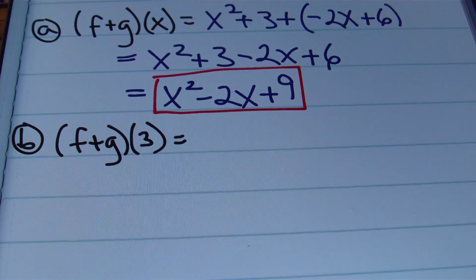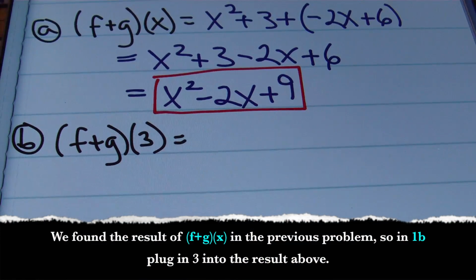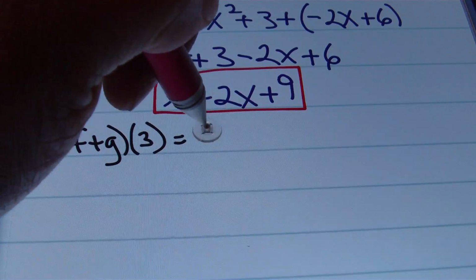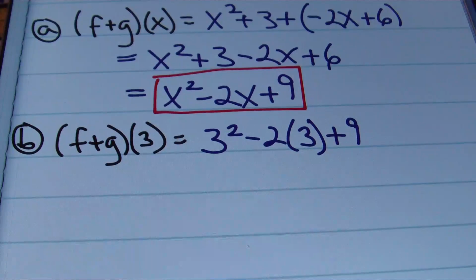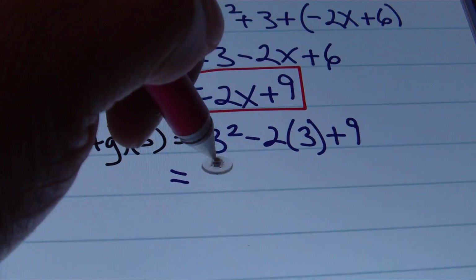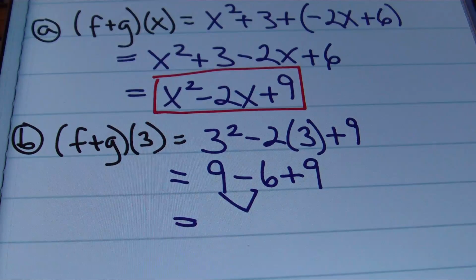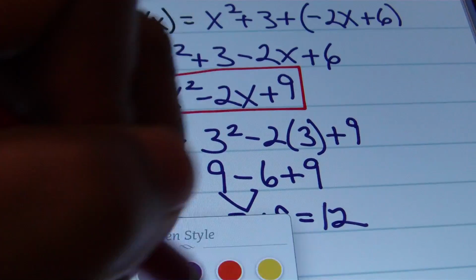In part B, they want us to find f plus g of 3. Now, remember in our previous step, we already found out what x squared minus 2x plus 9 is, right? So technically, all we have to do is replace every x in our response from our previous answer with the number 3. And that's exactly what I'm going to do. I'm going to end up with 3 squared minus 2 times 3 plus 9. All right, so that will give me the following result. I'll have 9 minus 6 plus 9, and then from there, 9 minus 6 gives me 3, and then finally 3 plus 9 is 12, which is the answer.